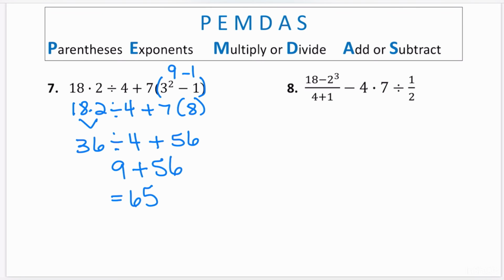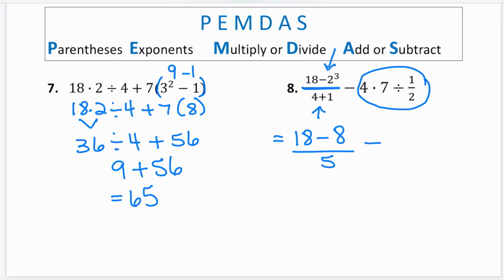In number 8, wow, notice there's a lot going on in this problem, so we have to take it a little bit at a time. Let's take care of this division right here. Again, we're going to start by working with the numerator, then the denominator before we divide. So this means 18 minus 2 to the 3rd power means 2 times 2 times 2, which is 8, all over 4 plus 1 is 5, minus, and then this part right here is multiplying or dividing from left to right. So I'm going to go ahead and just multiply.